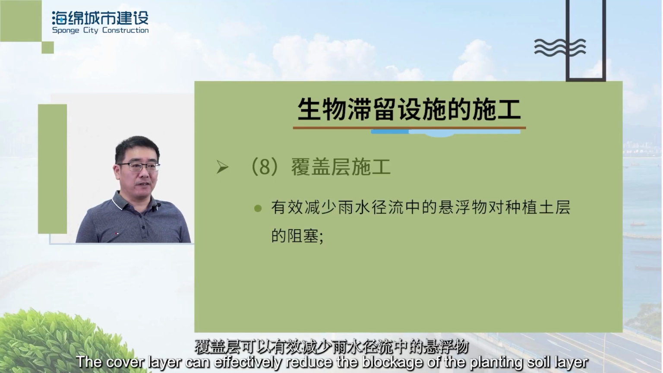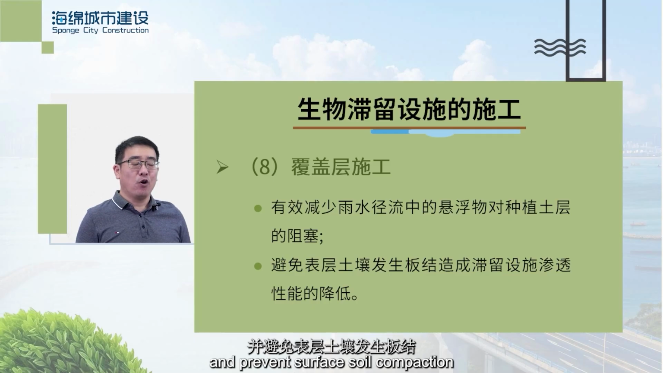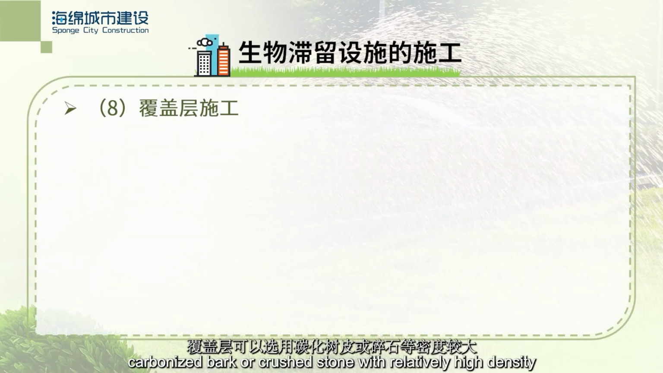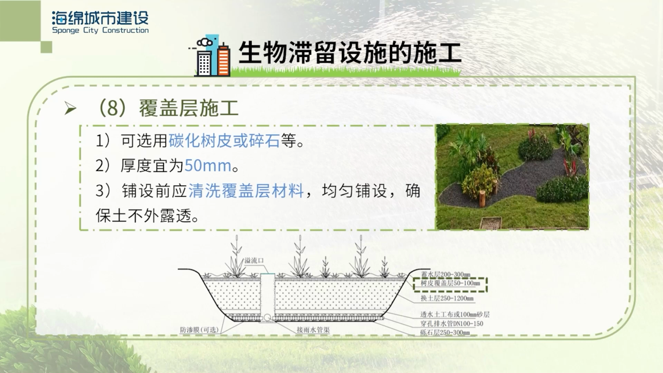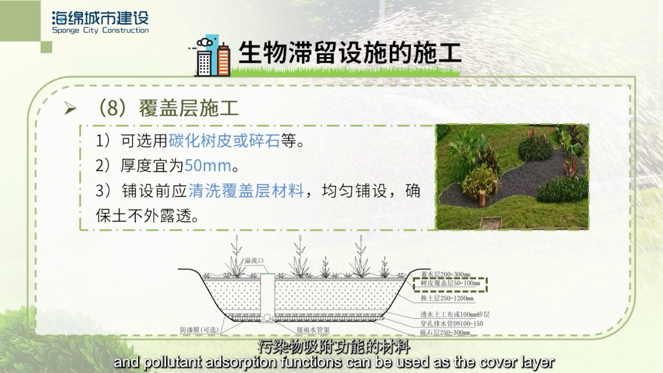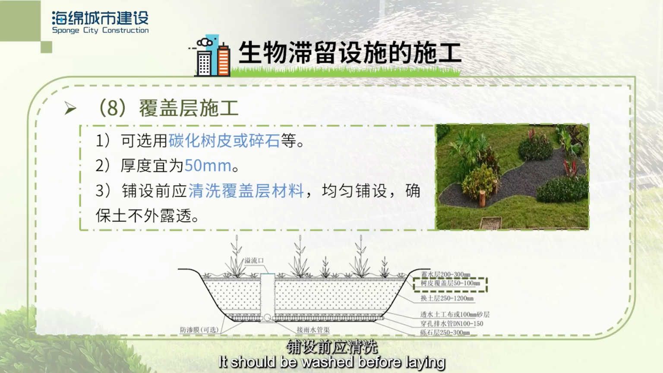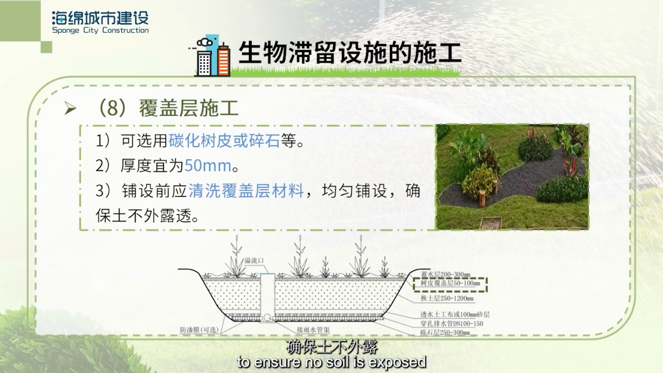The cover layer can effectively reduce the blockage of the planting soil layer by suspended solids in rainwater runoff and prevent surface soil compaction, which can reduce the infiltration performance of the retention facility. Therefore, carbonized bark or crushed stone with relatively high density and with certain water retention and pollutant absorption functions can be used as the cover layer. The thickness of the cover layer should be around 50 millimeters. It should be washed before laying. The cover layer material should be evenly laid to ensure no soil is exposed.